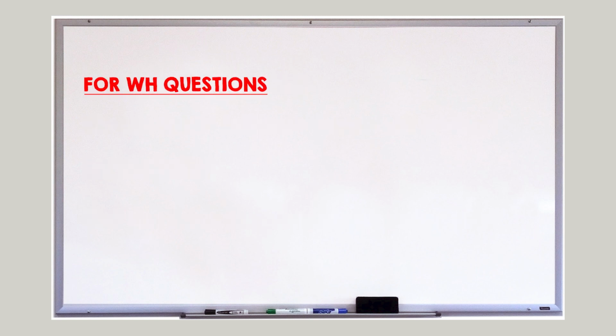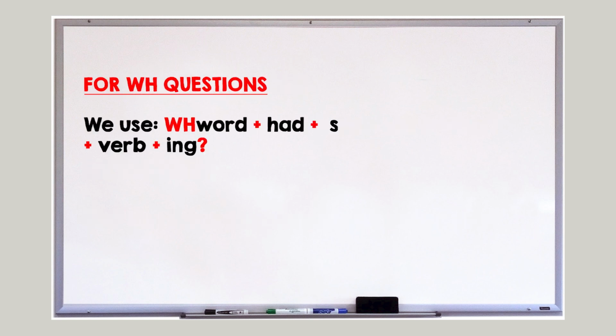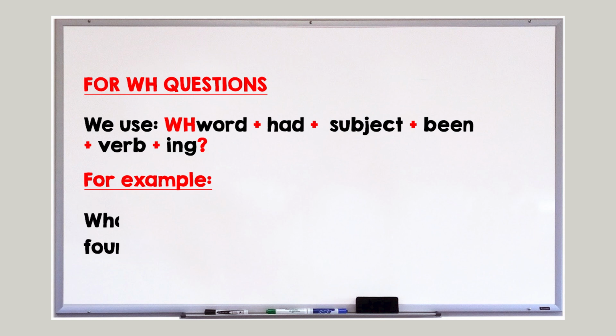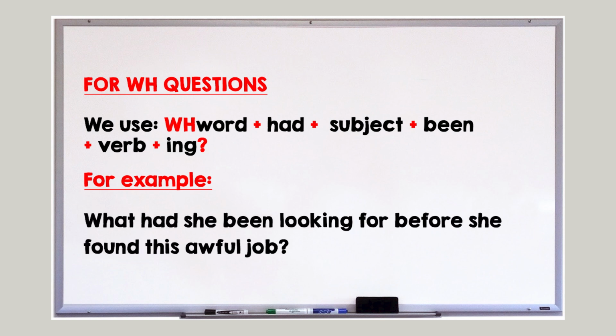Okay, for WH questions, we use WH word, of course, plus had, plus subject, plus been, plus verb plus ing. And don't forget again, question mark. For example, what had she been looking for before she found this awful job?